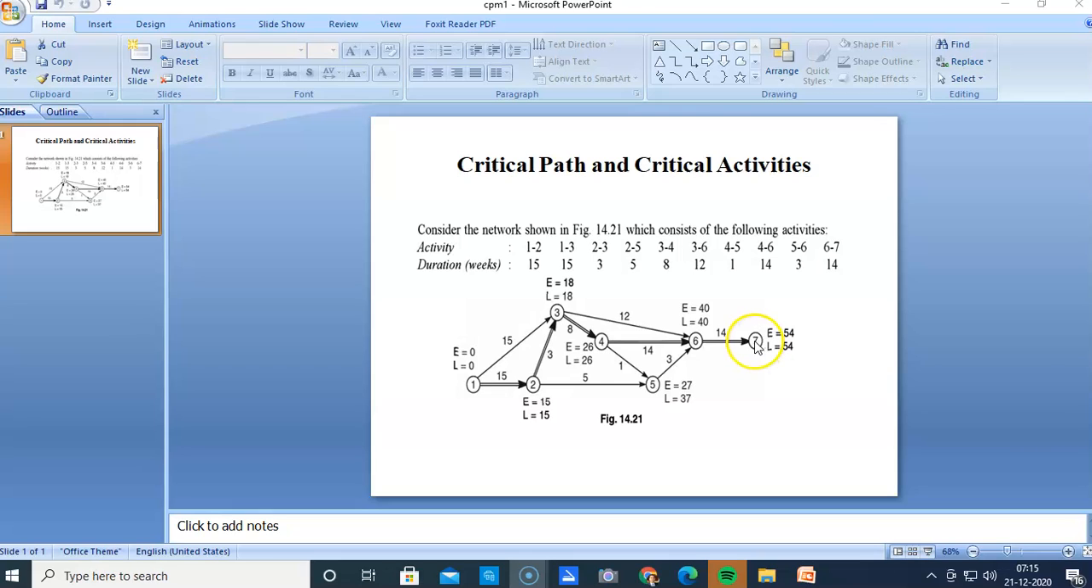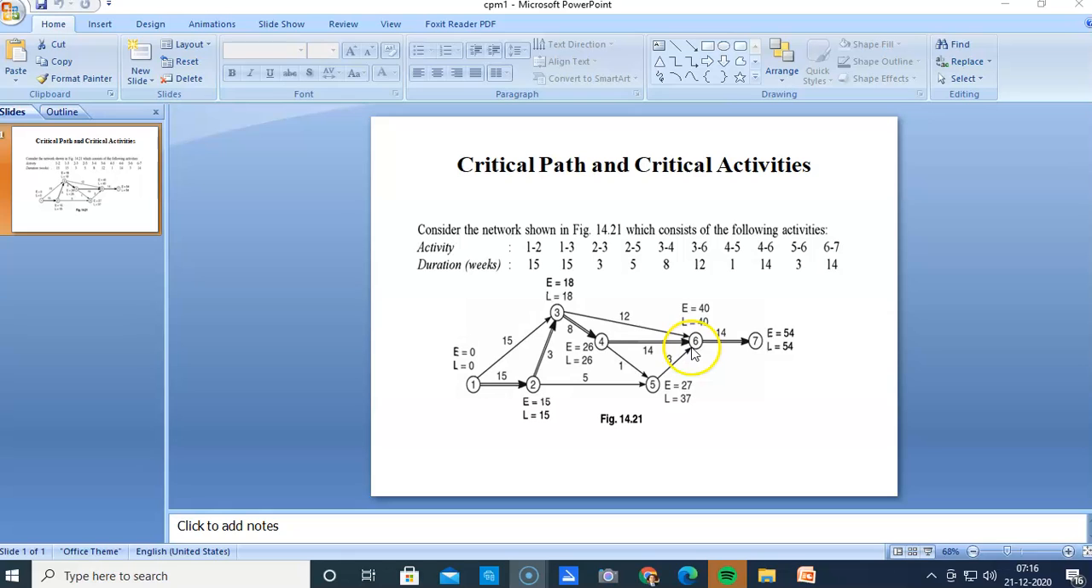And now we find out the latest finish time, so we go backward. Okay, the latest finish time for the last node is just the same as its earliest start time. So that's why L is 54. Now we go back, so 54 minus 14, that is 40. 40 is the latest finish time for activity at node number 6. So we go back now, so 40 minus 3, 37.